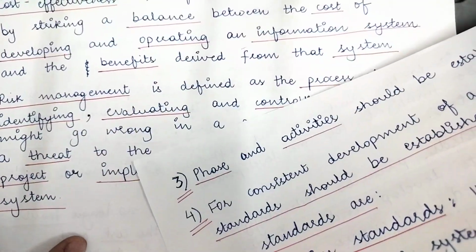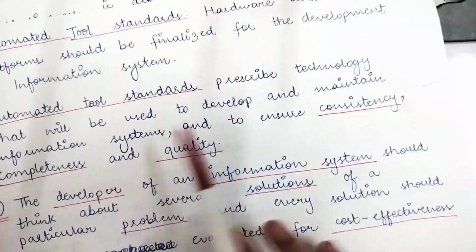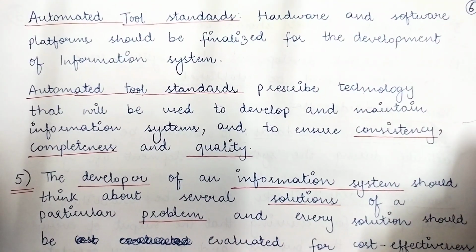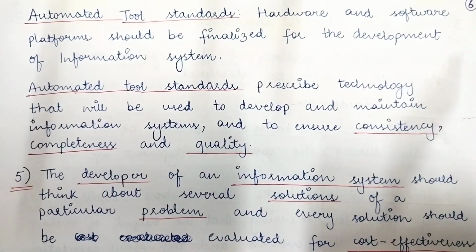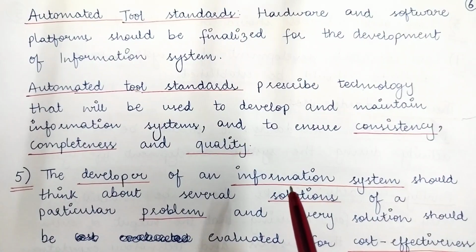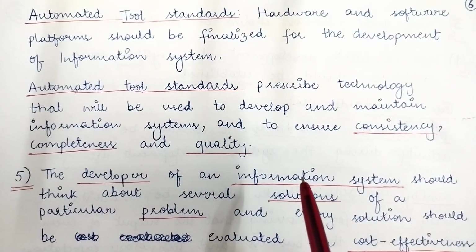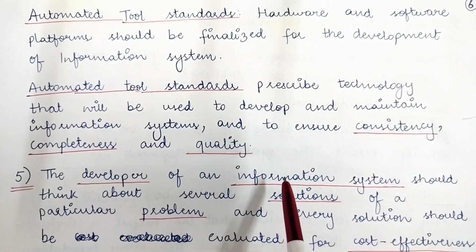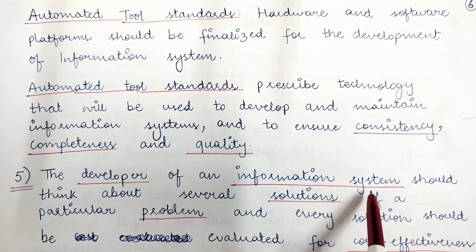See, as I said, out of candidate solutions, you will choose one solid solution or one best solution. But you cannot just jump to one solution. First of all, you need to have several alternatives, right? Even in day-to-day life, to solve your problems, you think of various solutions of a particular problem, and out of those solutions, you choose the best one. So the similar approach should be followed for the development of information systems also.